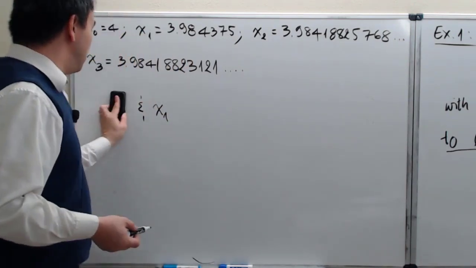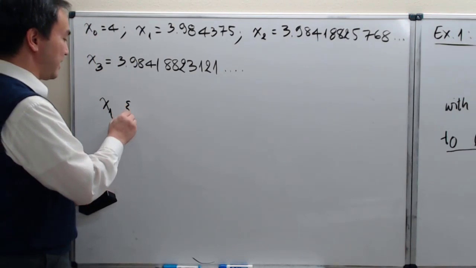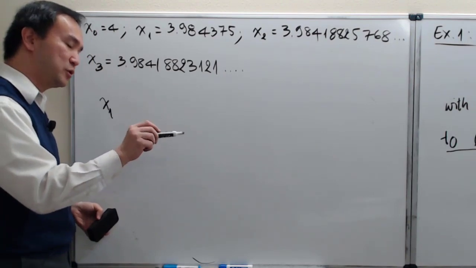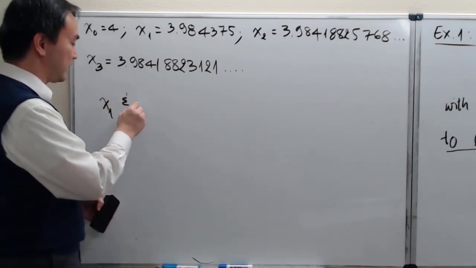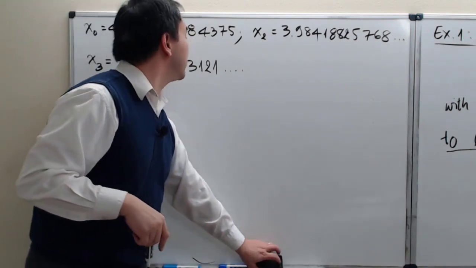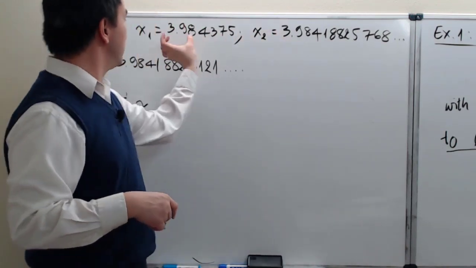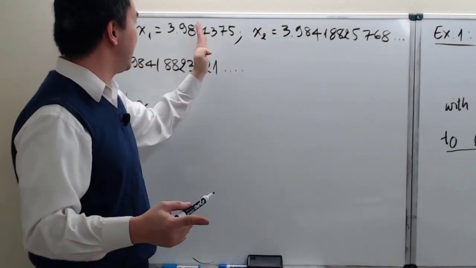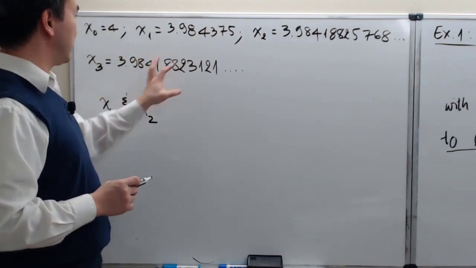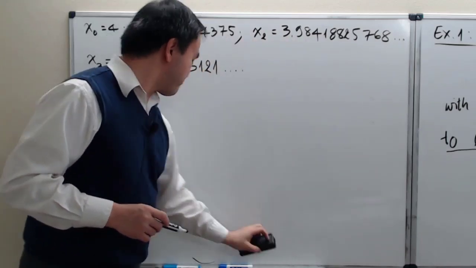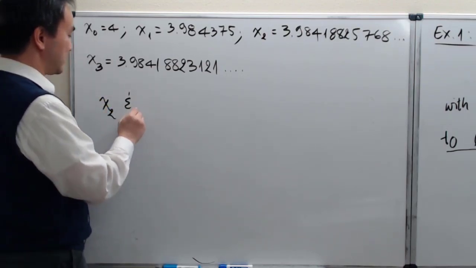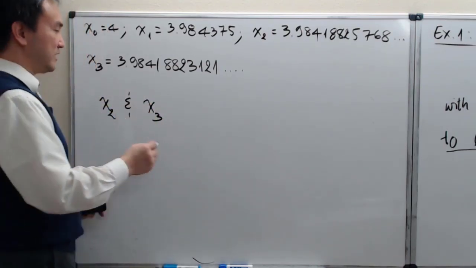Okay. And so now we're going to look at x1 and x2. Basically, we're going to keep looking at different pairs of consecutive steps. So x1, its consecutive one is x2. Looking at these 2, they only agree up to 3 decimal places, and after that, things depart. Okay, and so we don't want to stop at any of these answers here. So now we look at x2 and x3.